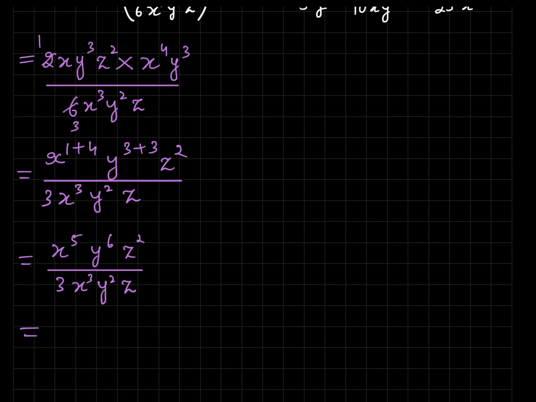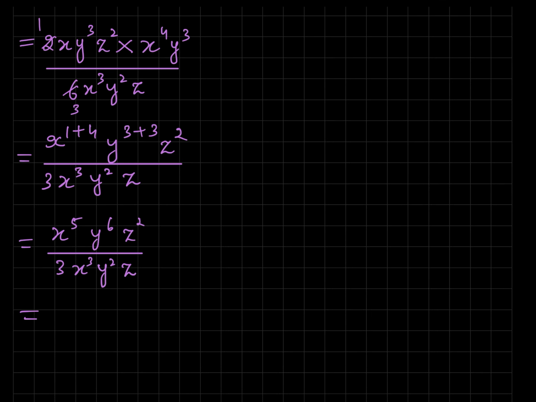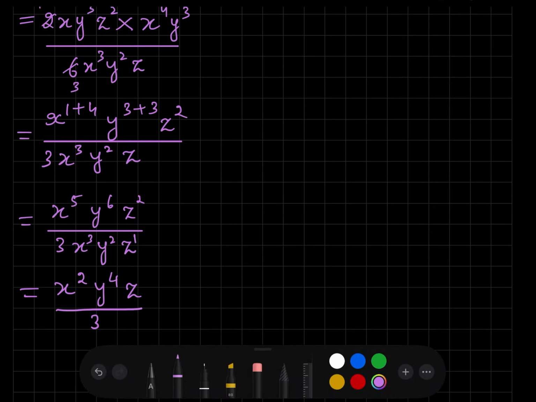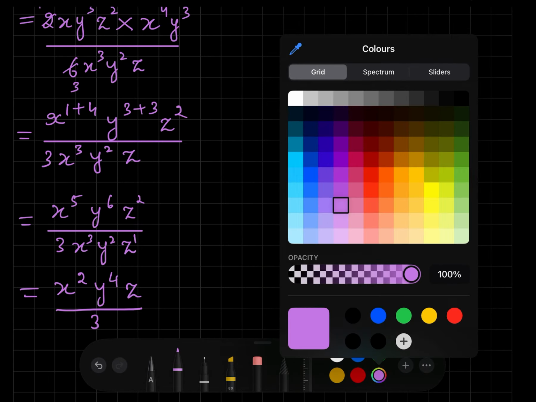So finally we have to see this x raised to 3 will go up, so x raised to 5 minus 3 will give you x square. y square would also go up because y raised to 6 minus 2 we will get 4. Then z raised to 2 minus 1 will give me z. Over, now we are left with only 3 in the denominator. So this is our answer. Let us do the last one.